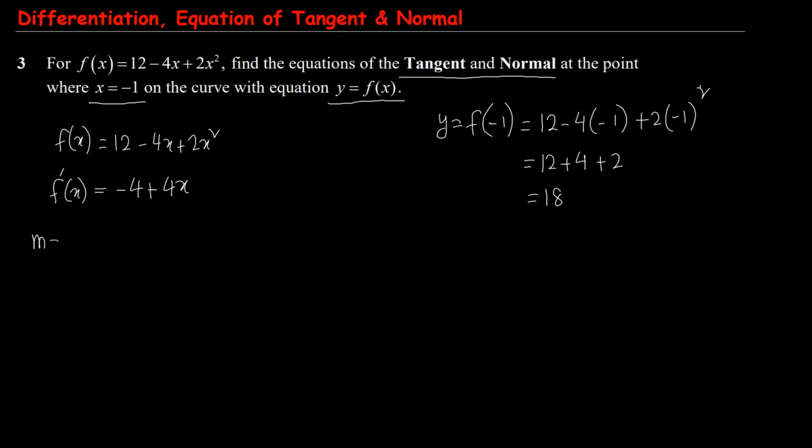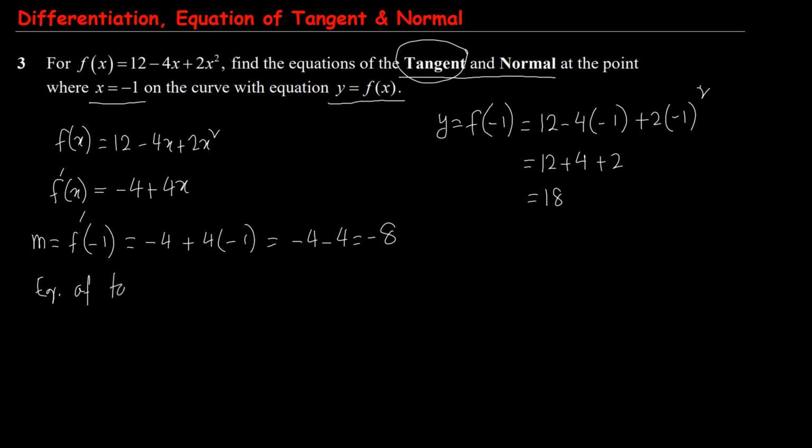M is, we can substitute our value of x inside this function f prime x, which is minus 1. Let me put it here. Then we got from here minus 4 plus 4 into minus 1, which gives us minus 4, which is minus 8. Now very simple to form our equation of tangent, because we needed to write our equation, just equation of tangent.